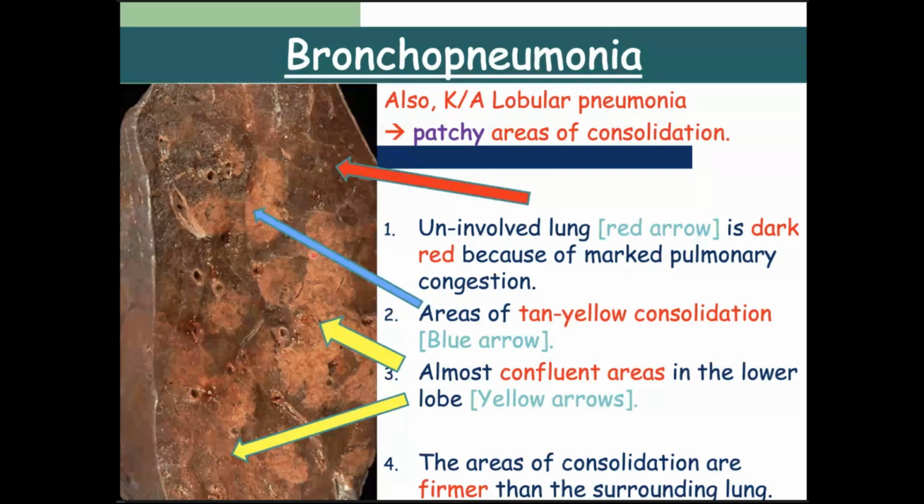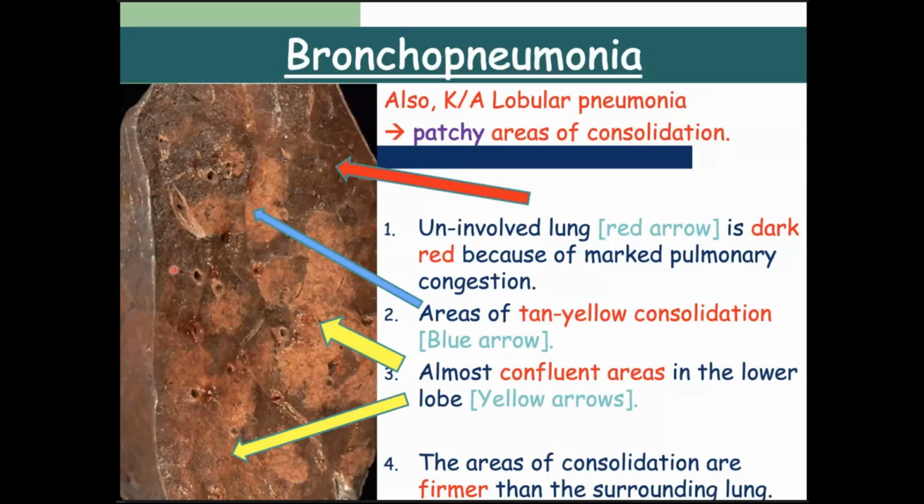This is called confluence of these areas, and they become larger and larger. Depending on the immunity of the person, they can get converted into lobar pneumonia. So these yellow arrows are showing the confluent areas in the lower lobe. And these areas are firmer. They are firm, just like liver. And this is soft. The dark brown areas are soft, just like the lungs.